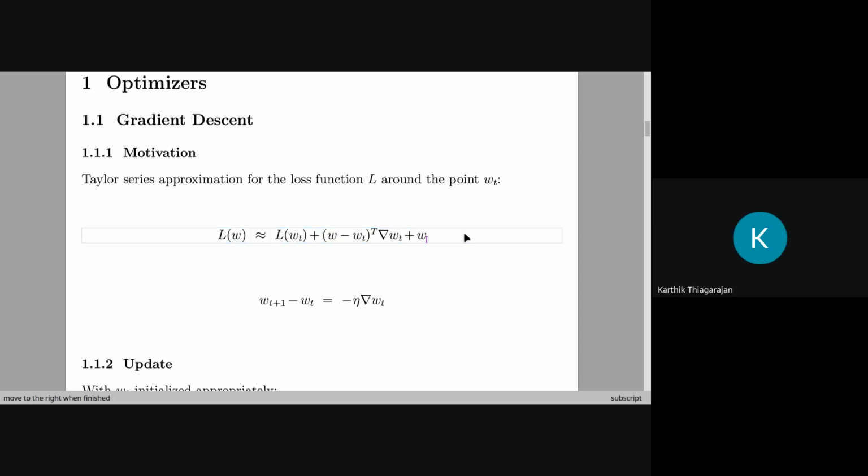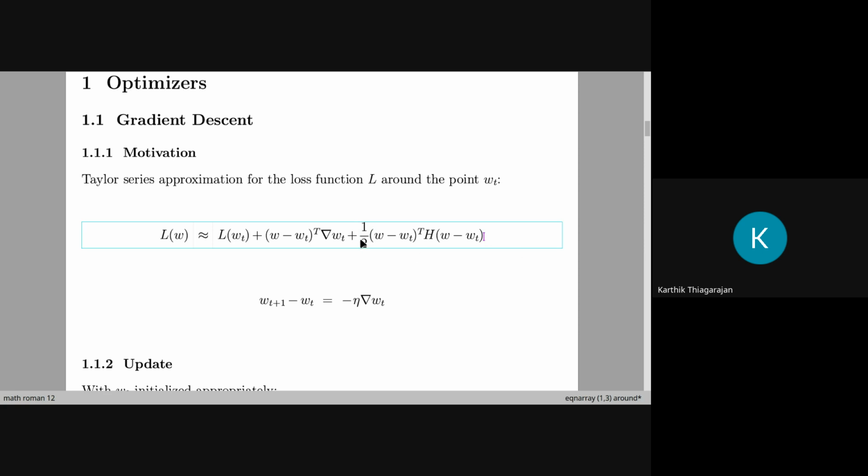So you'll add W minus WT transpose Hessian times W minus WT. So this is your quadratic form as you have studied in MLF. Before it you will have a 0.5. Okay, but then we don't want this.